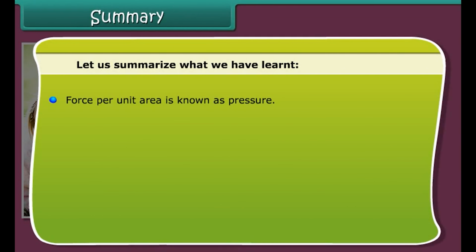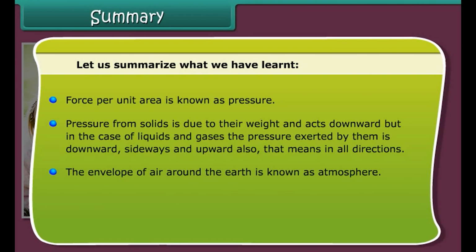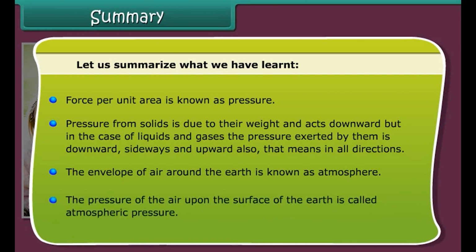Force per unit area is known as pressure. Pressure from solids is due to their weight and acts downward, but in the case of liquids and gases, the pressure exerted by them is downward, sideways and upward also, that means in all directions. The envelope of air around the earth is known as atmosphere. The pressure of the air upon the surface of the earth is called atmospheric pressure.